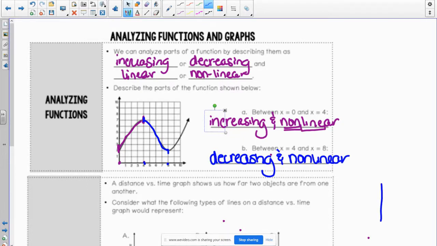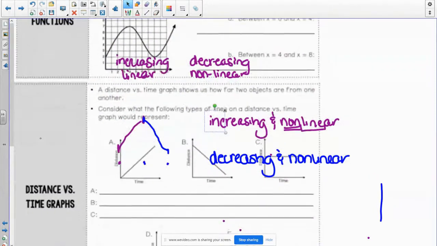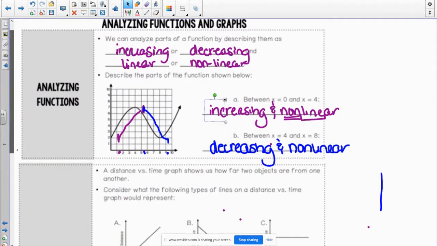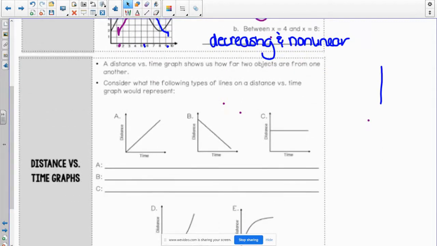Okay, we're going to spend some time looking at distance versus time. So we're going to look at these graphs. So it says a distance versus time graph shows us how far two objects are from one another. Consider what the following types of line on a distance versus time graph would represent.